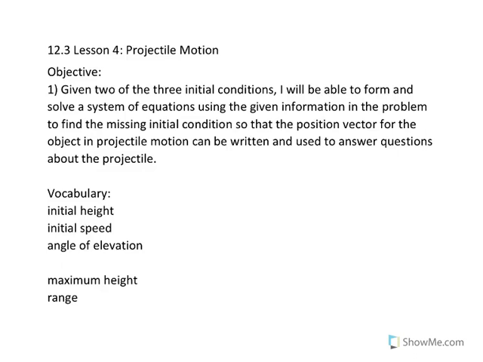12.3 Lesson 4, Projectile Motion. The objective for today's lesson is, given two of the three initial conditions. The initial conditions refer to the initial height at which the projectile is launched, the initial speed at which the projectile is launched, and the initial angle of elevation at which the projectile is launched.